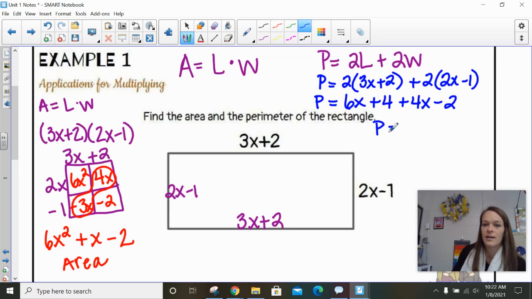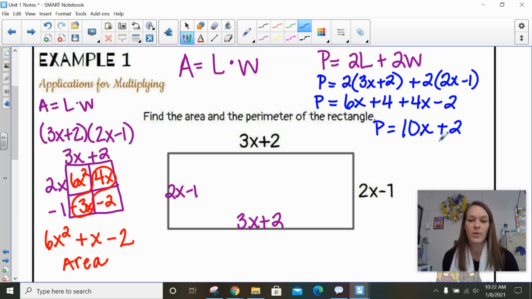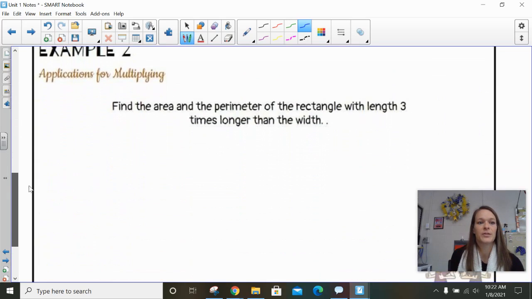All right. And then I'm going to combine like terms. So I have 6x is a like term with a 4x. So that's 10x. And then I have 4 minus 2, which is a positive 2. And that is my perimeter. So those are your two expressions for those. Okay. Let's take a look at example 2.